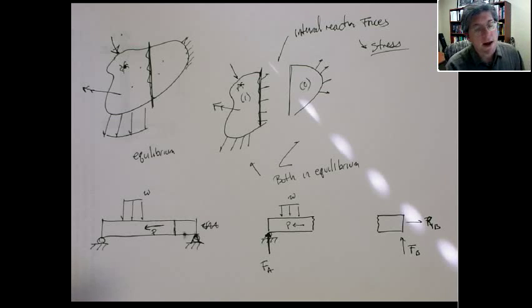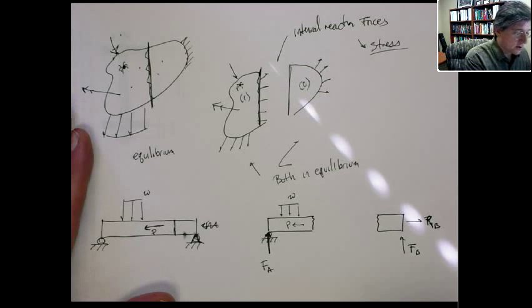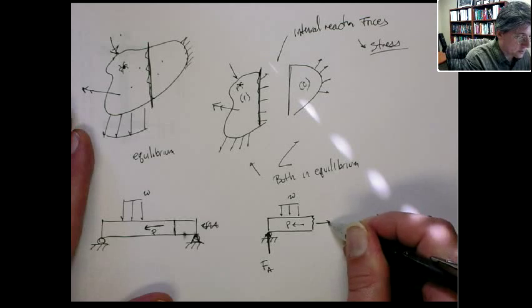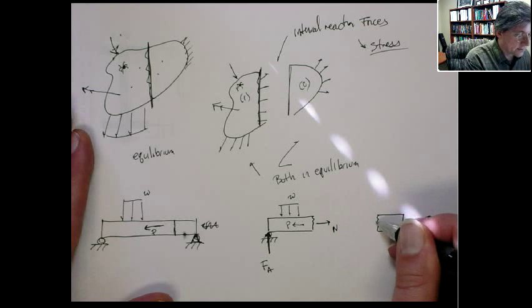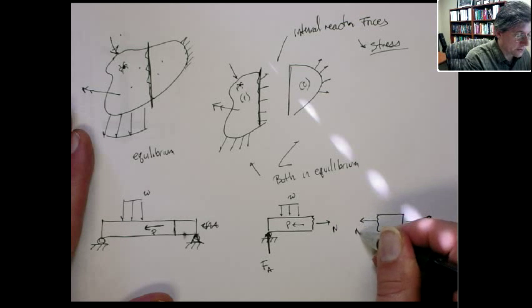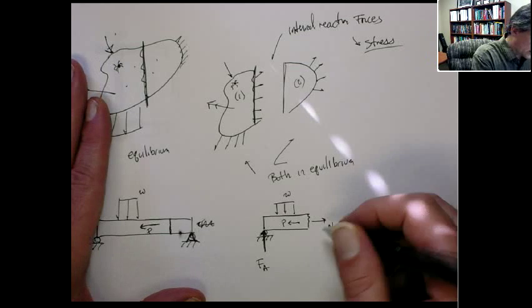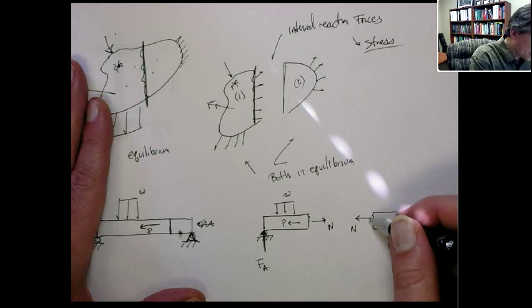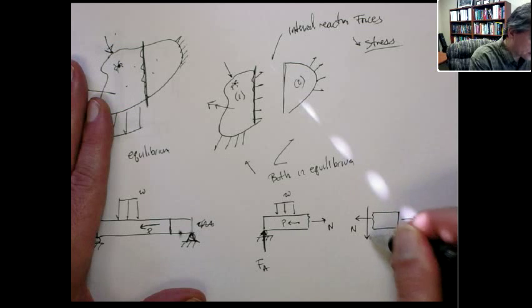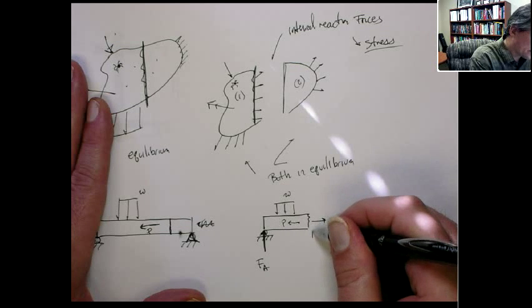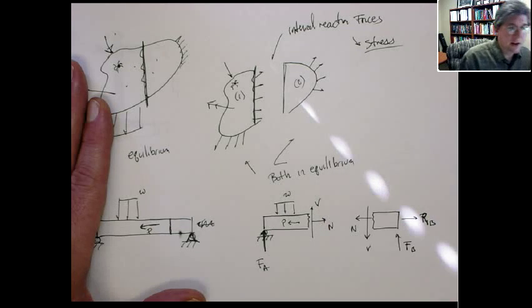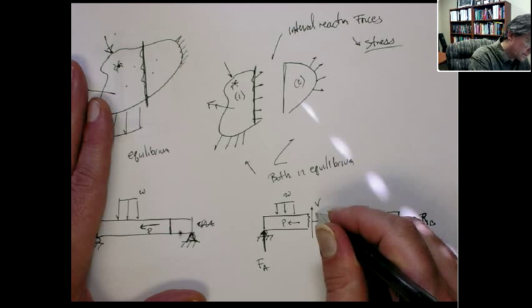In general, we're going to have three types of reaction forces. We can have the normal reaction force in the normal direction. It's like an axial force. That's denoted with N. You can also have a shear force, and we'll talk about this sign difference. We can have a shear force, and we can also have a moment.